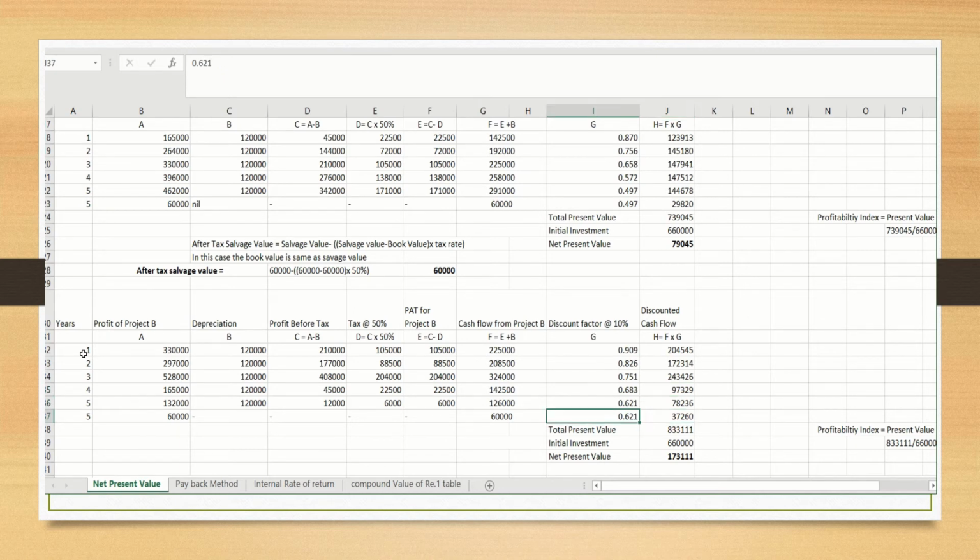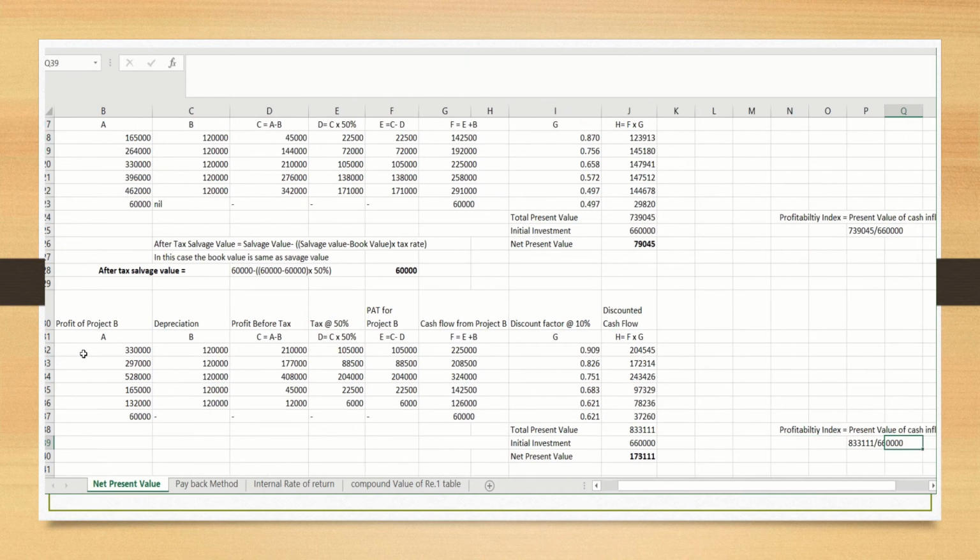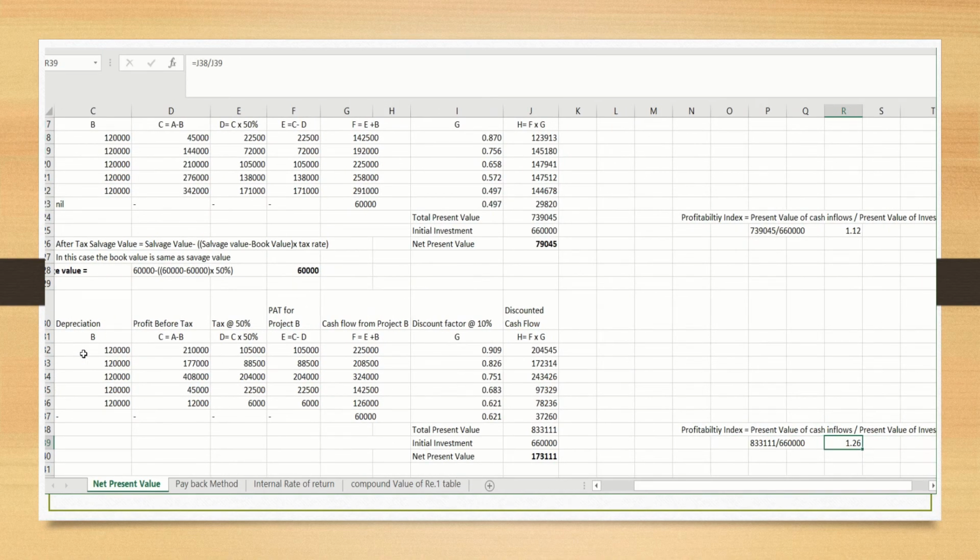Here also we have a salvage value of 60,000, same way as we have salvage value of project A. So 60,000 will be recorded as a cash inflow multiplied by the discount factor of the last year 0.621, we have 37,260. When we sum up all the cash flows, we get the total present value of 8,33,111. From that, we deduct the initial investment of 6,60,000, which brings the net present value to 1,73,111. Profitability index for this project will be 8,33,111 divided by 6,60,000, which comes to 1.26.